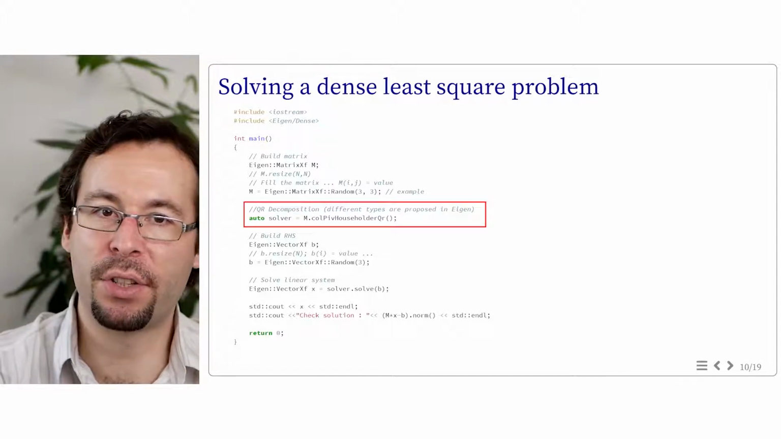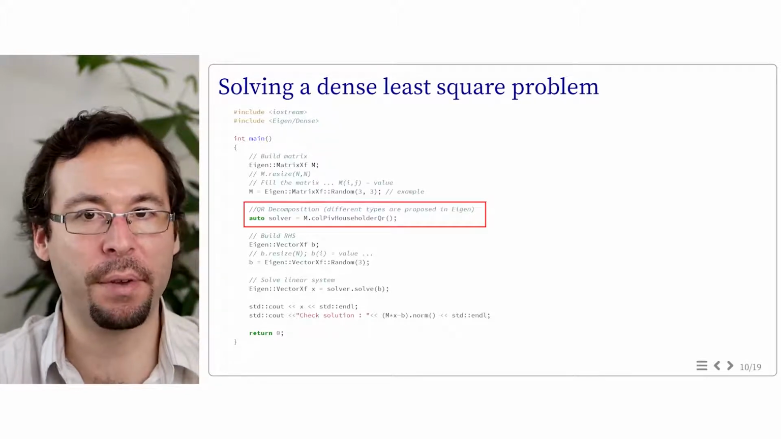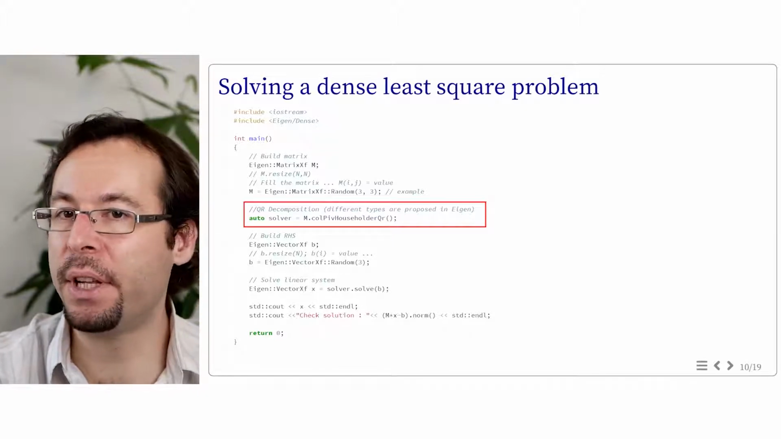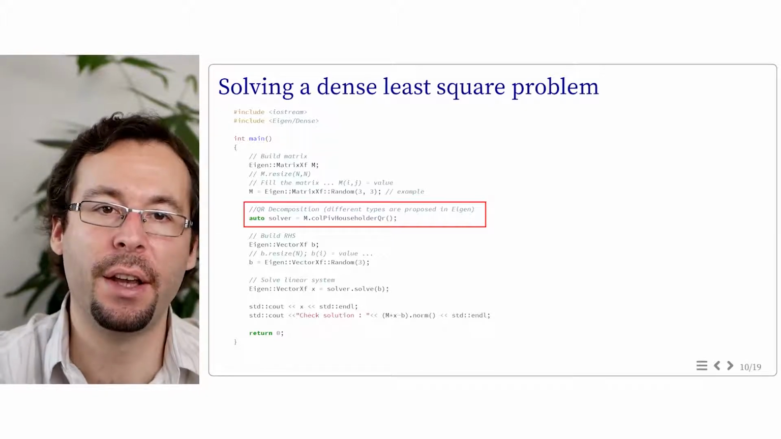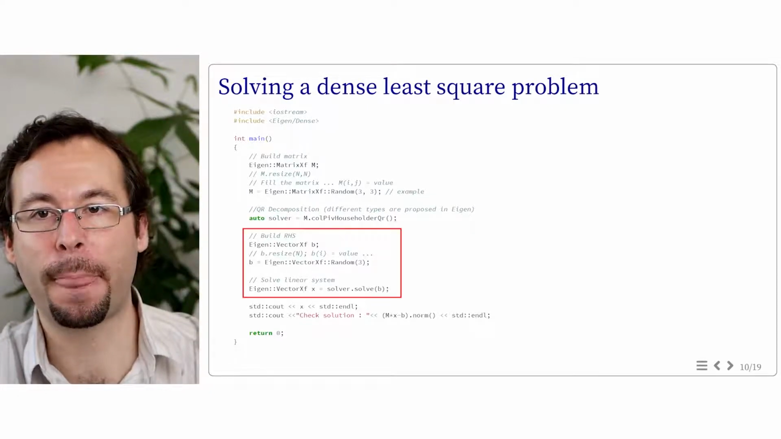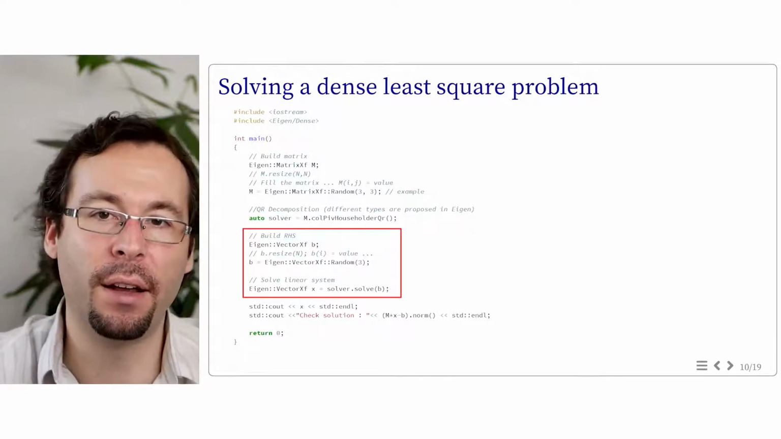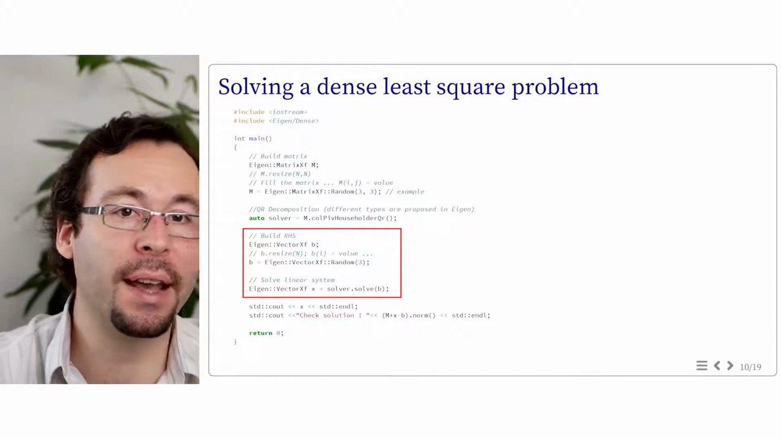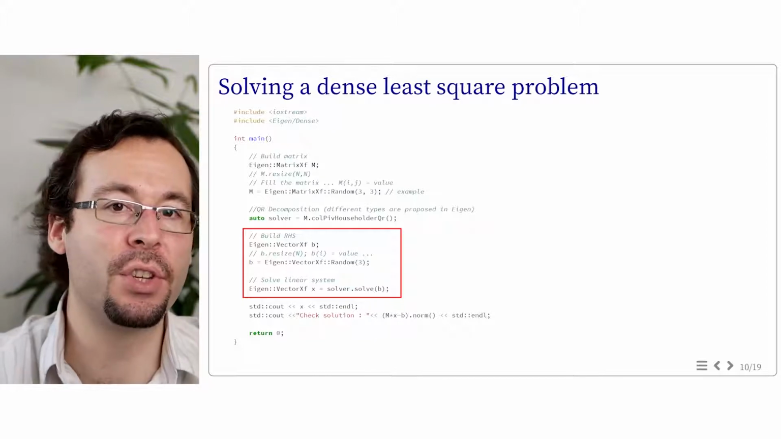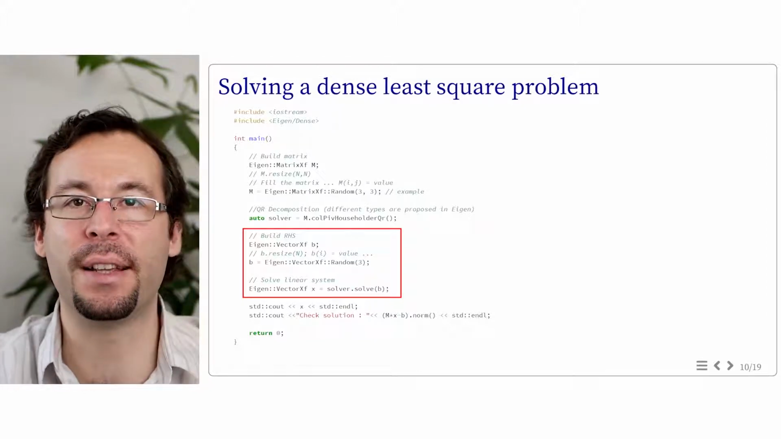Eigen proposes several solvers associated to specific factorizations that can be more or less appropriate depending on the structure of your matrix. You can look at the documentation of Eigen to see the different solvers. And then the right-hand side vector can be built and we can solve the linear system with the method solve with the right-hand side as parameter.